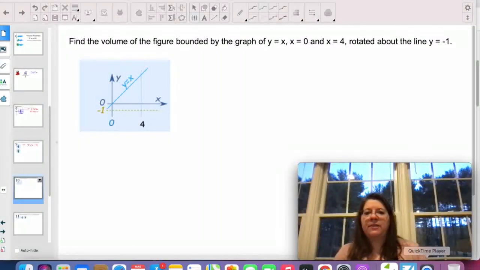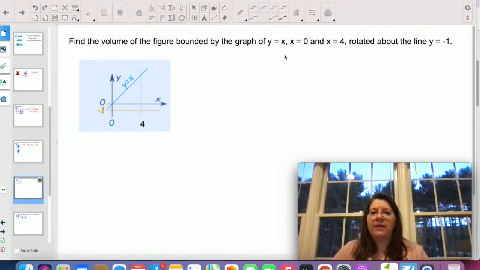Okay, this one's very similar to the last one that we did. We're using the same function, but this time it's going from 0 to 4, but the axis of rotation is the line y equals -1. So I want to make sure you understand that it doesn't always have to revolve around one of the axes. It could revolve around any horizontal or vertical line. So if it revolves around something other than the axis, we have to understand how to get the radius.